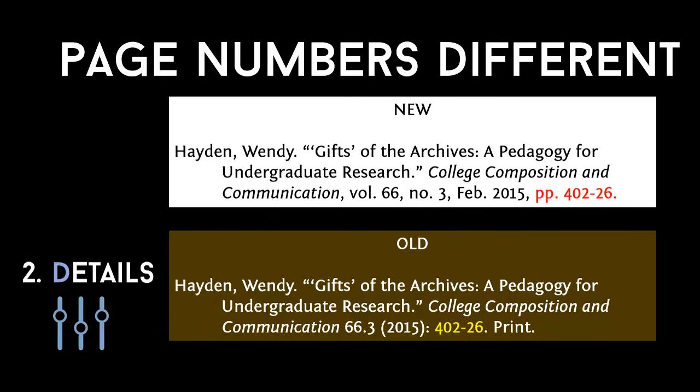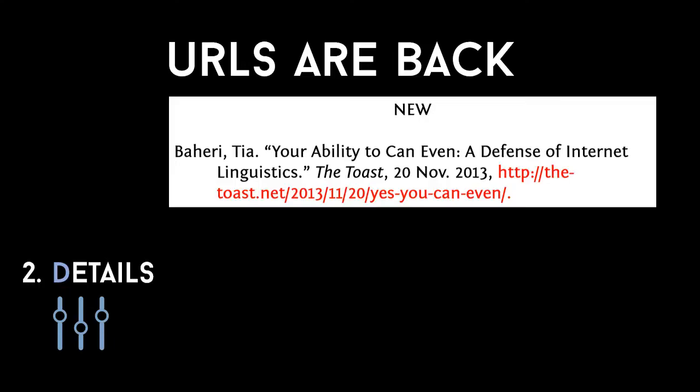Similarly, you write page numbers a little differently. You look at the old one there and it's just 402 to 26. And it's like, is that volume 402 to issue 20? What does that even mean? So now you put pp. for multiple pages or just p. for one page to make it really clear. Hey guys, we're talking about page numbers. It's a clarity thing.